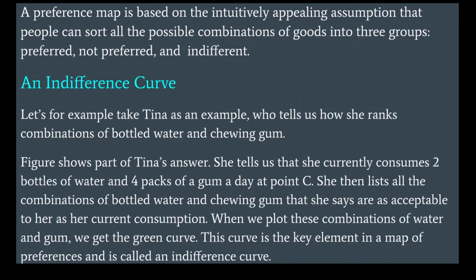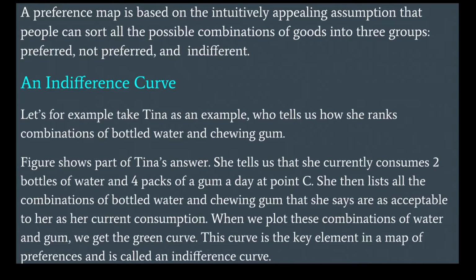A preference map is based on the intuitively appealing assumption that people can sort all the possible combinations of goods into three groups: preferred, not preferred, and indifferent. An indifference curve. Let's for example take Tina as an example, who tells us how she ranks combinations of bottled water and chewing gum. Figure shows part of Tina's answer.